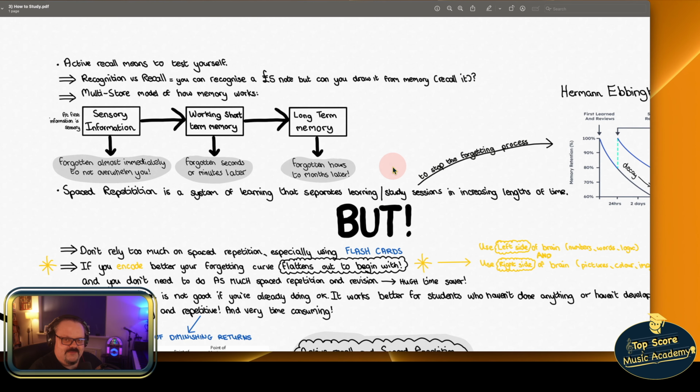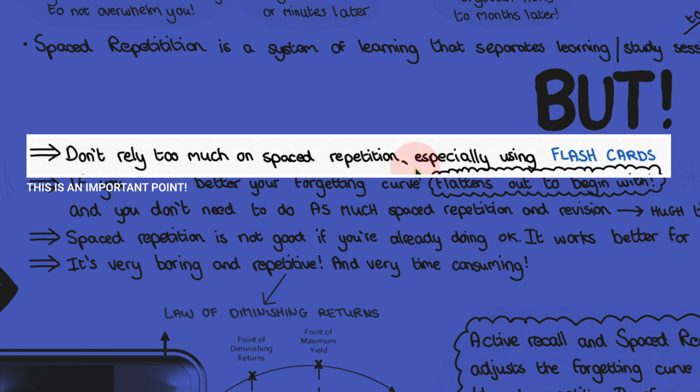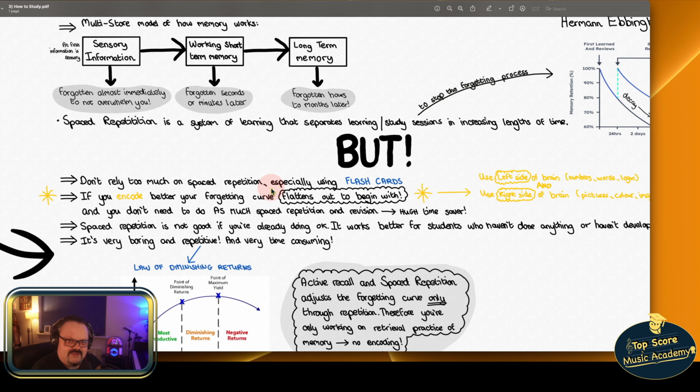So what's the problem? Why do we have to be careful when it comes to spaced repetition and active recall? Don't rely too much on spaced repetition, especially when you're using flashcards. And if you've watched the previous video, you'll know why. We've gone into quite a bit of detail about why you should try not to be too reliant on flashcards. Yes, you are going to need to use them, you are going to need to test yourself, you are going to need a process of active recall, but you don't want to rely solely, completely on flashcards, okay?